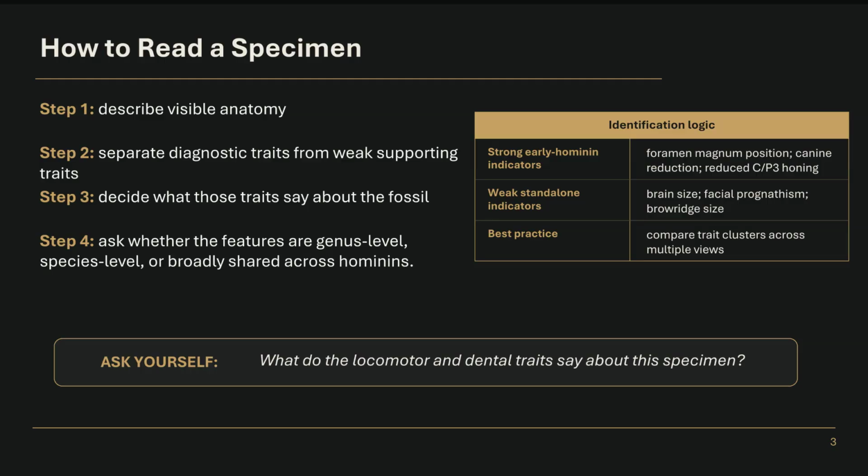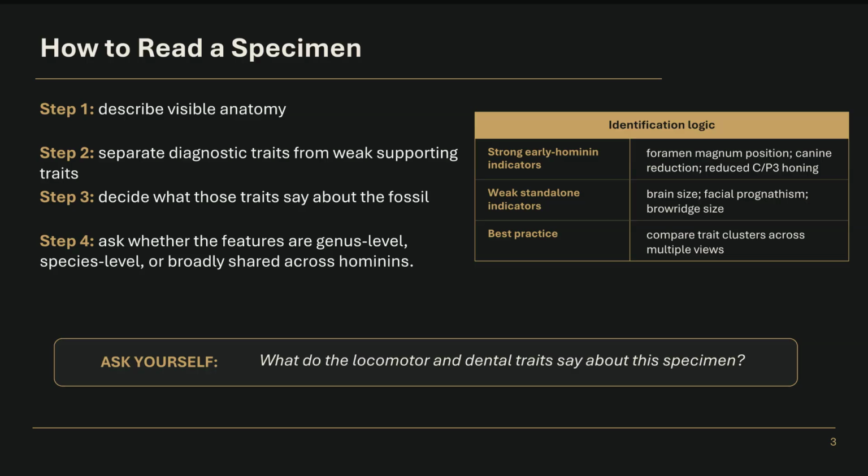Identification logic. The first step in fossil identification is description. Before assigning a taxon, the visible anatomy should be determined and understood in its context. Are we looking at a cranium, maxilla, mandible, femur, tibia, ulna, pelvis, foot? And how was it found? Is this a reconstructed specimen or one fully preserved in articulation? Do we have all of it or just this one component? The preserved anatomical regions determine which questions you can answer.